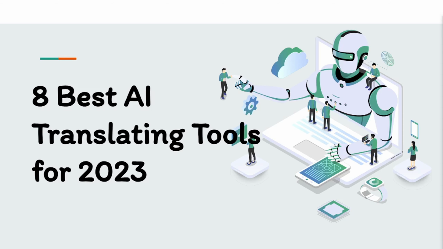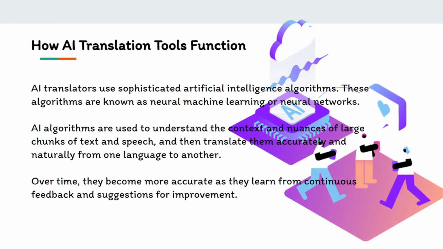So the first thing is I will explain how AI translation tools function. AI translation tools utilize advanced algorithms and machine learning to analyze and translate text or speech from one language to another. They break down language barriers by understanding context, grammar, and nuances.